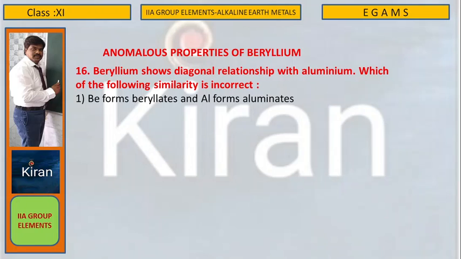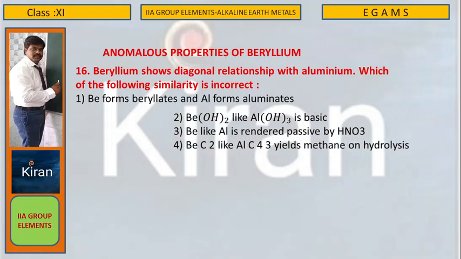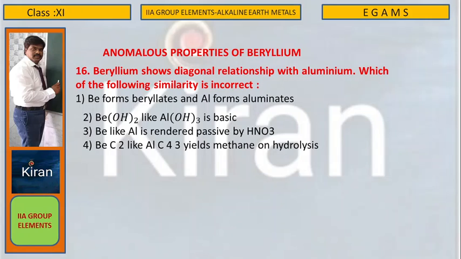Beryllium shows a diagonal relationship with aluminium. Which of the following similarities is incorrect? Here they have given 4 options. The incorrect option we are going to find out. Hence, you will get the right option which is incorrect. The second one is the incorrect one. This is the incorrect option.